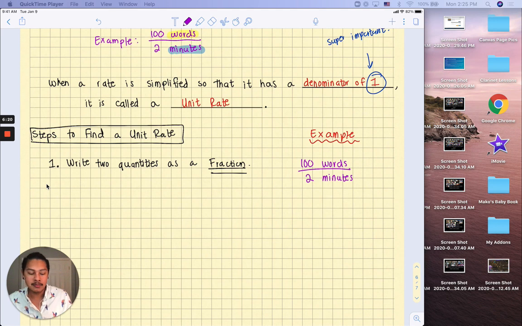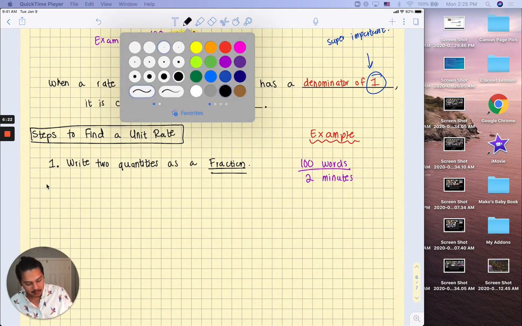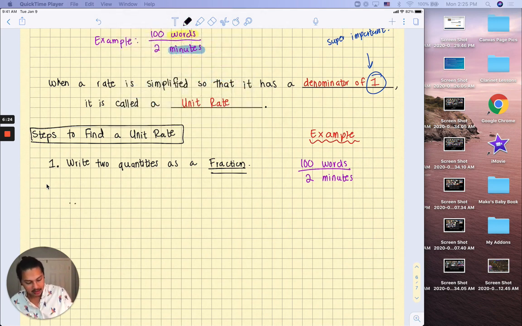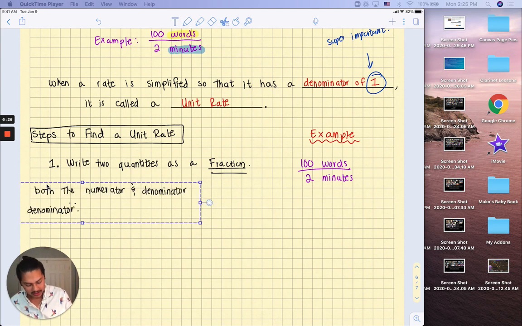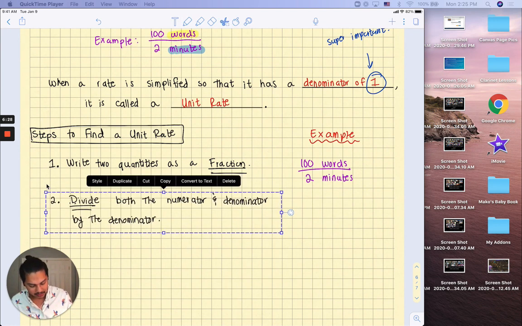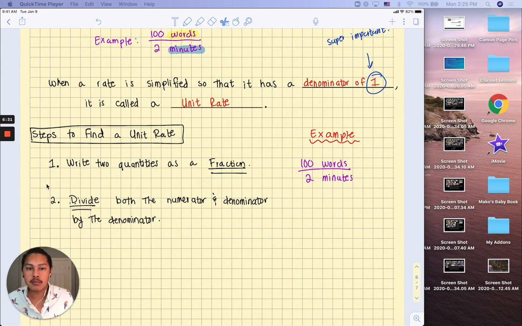Okay, now go ahead, pause the video and write down step number 2. Step number 2 is to divide both the numerator and denominator by the denominator. So essentially what we're doing here is taking this fraction and simplifying it a little bit. We're going to be dividing both the numerator and the denominator by a single number. So let's take a look at what that looks like.